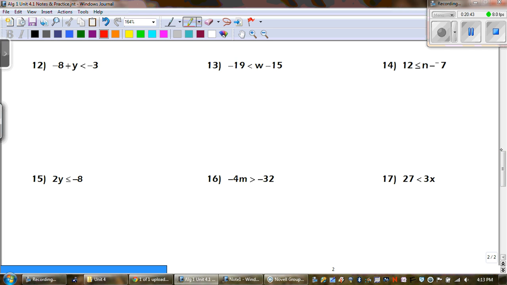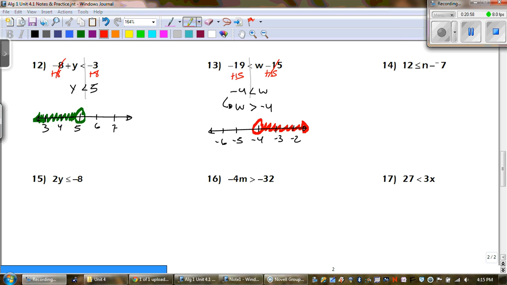Why don't you guys try number 12 and try number 13 for me, okay? Go ahead and pause the video and good luck. Okay, there are your two ones. And just remember on number 13, we had to rewrite it because the variable was on the right. So that's why we switched right there. Okay, that was a rewrite.